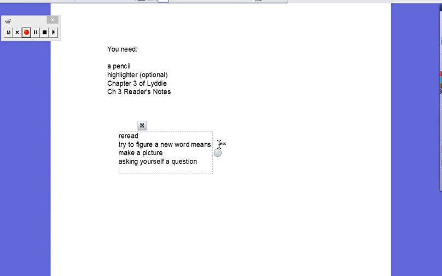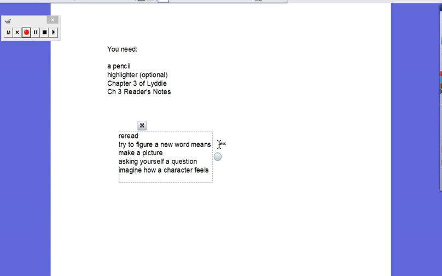Sometimes asking questions helps you think about what you're reading. And then finally, imagining how a character feels. Sometimes that's a good reading strategy as well.